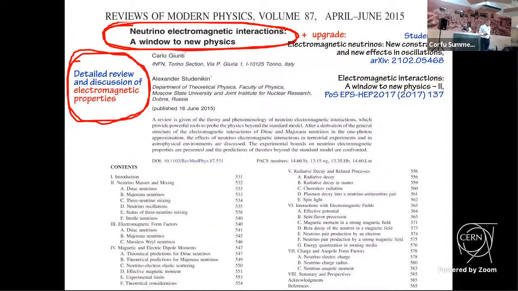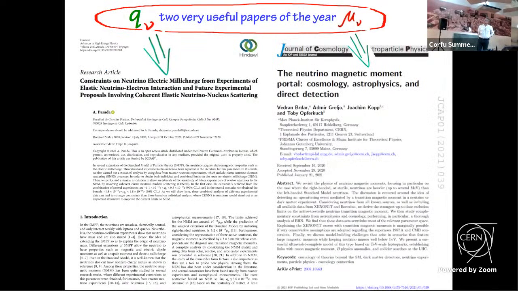So the most complete among the recent reviews of the subject can be found in our joint paper with Carlo Giunti, published several years ago in Reviews of Modern Physics, with the title Neutrino Electromagnetic Interactions: a Window to New Physics. And there are several updates. I would also like to mention two papers published during recent months, also reviews on neutrino electromagnetic properties, and in particular on neutrino magnetic moments and neutrino millicharges.